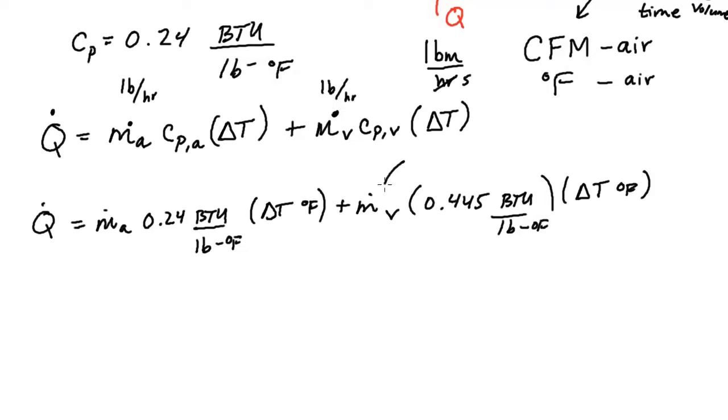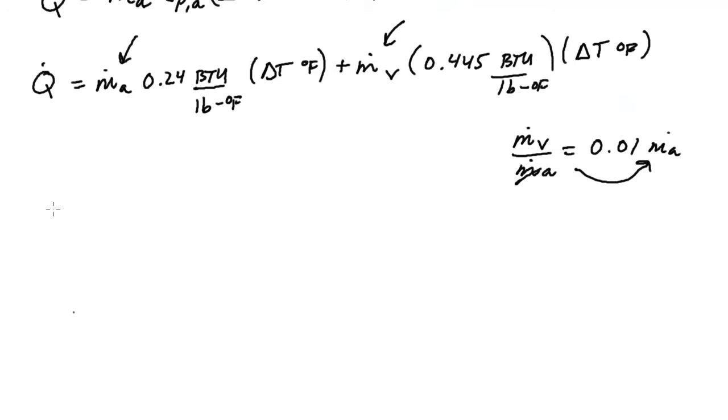Now, an important thing is that we typically don't want to have to deal with two mass flow rates. So what we do is we take advantage, we say we have to make an assumption here. Under typical AC processes, we know that this ratio between the flow rate of vapor and the mass flow rate of air is around 0.01. And so what we can do is replace this m dot v with 0.01 times m dot of the air. So let me go ahead and rewrite that.